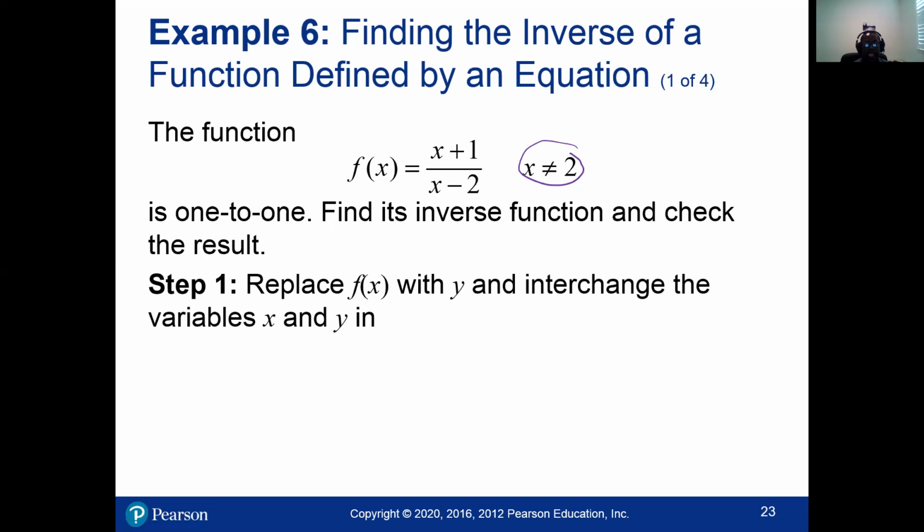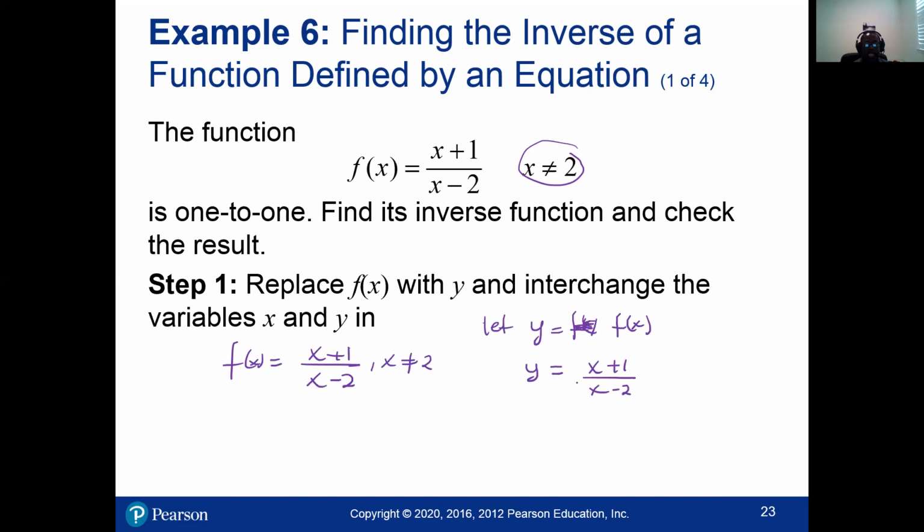So first, our f of x is x plus 1 over x minus 2, where x is not equal to 2. Now we're going to let y equal f of x. And that is y is equal to x plus 1 over x minus 2.